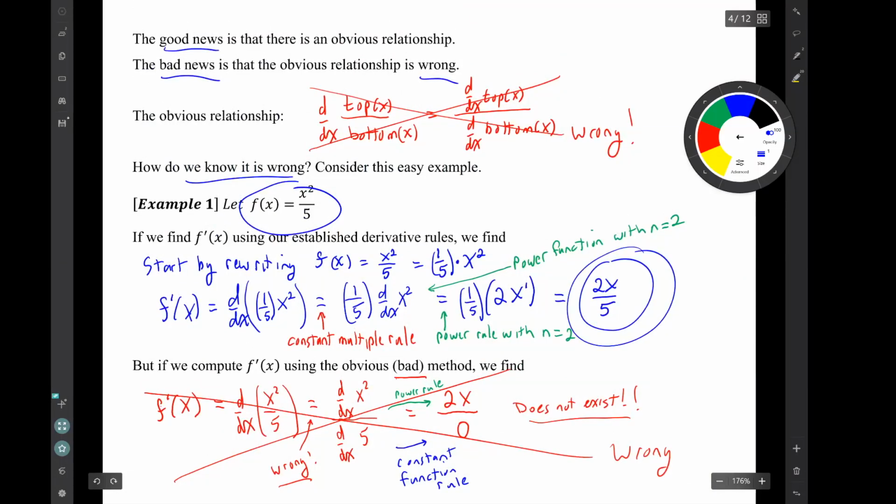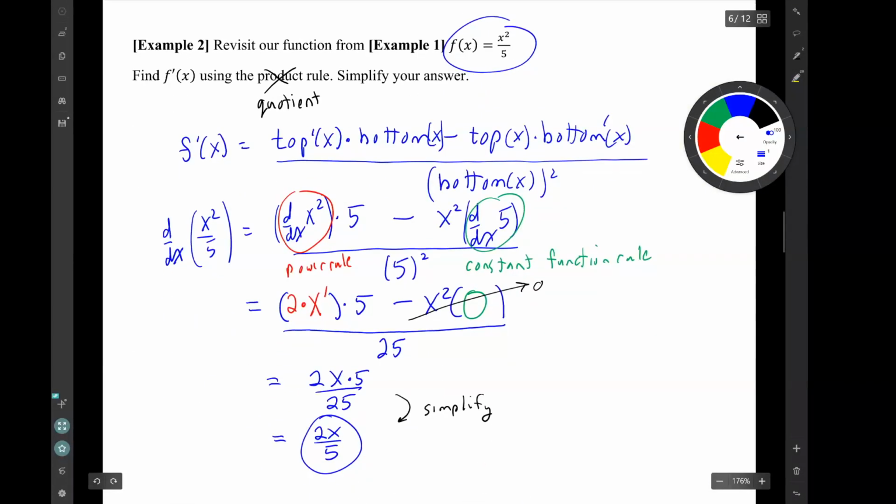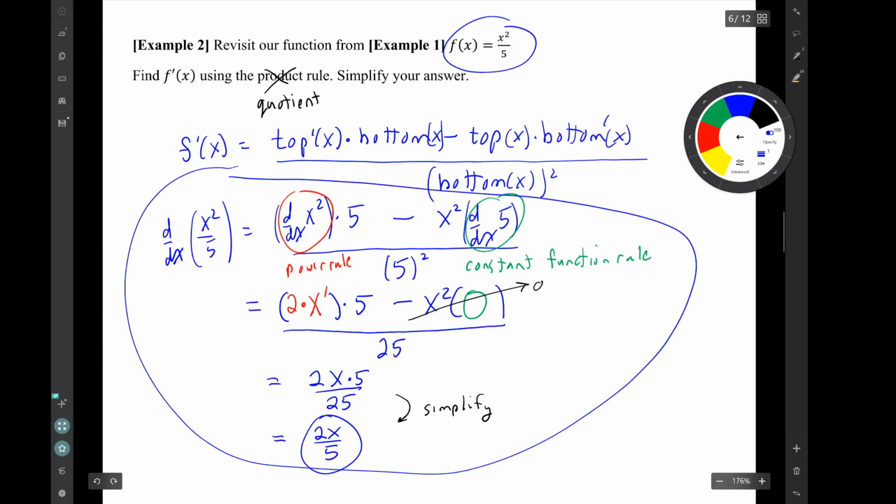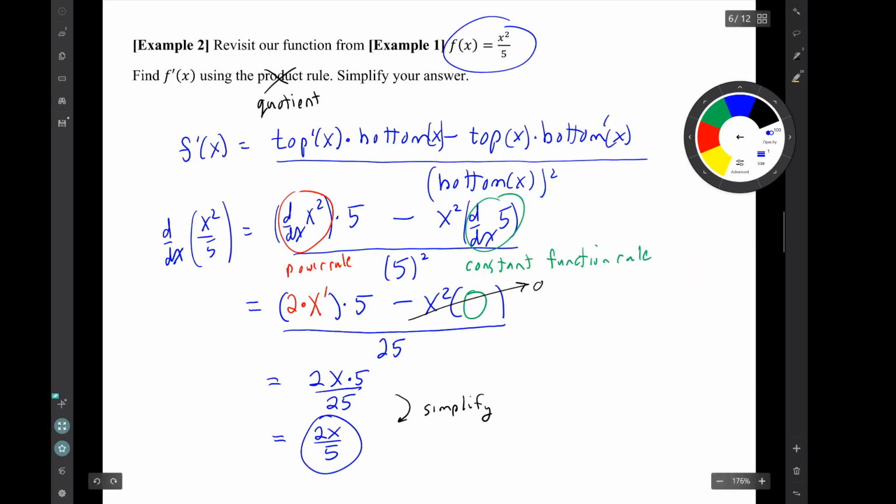Hey, look, using our established derivative rules, we did that derivative in one line. Using the quotient rule, we took all this space, a lot more writing, a lot more chance for mistake. So the takeaway from that is when you can use more simple rules, when you can rewrite the function, do that.